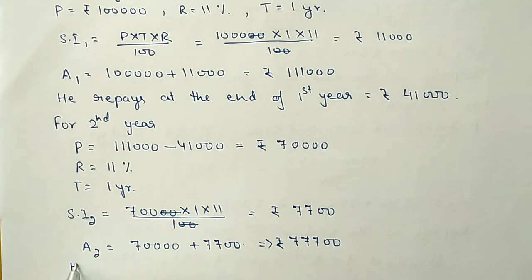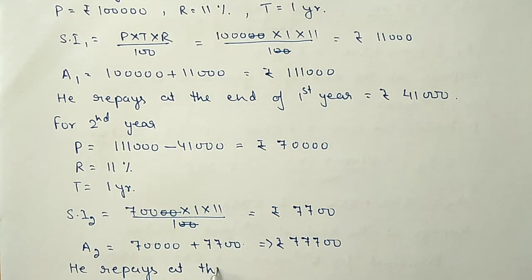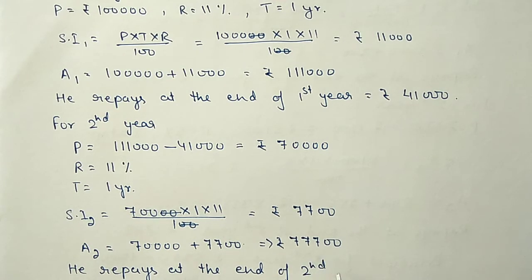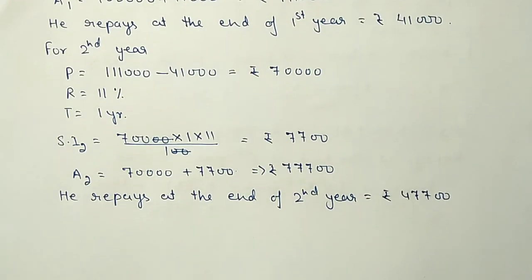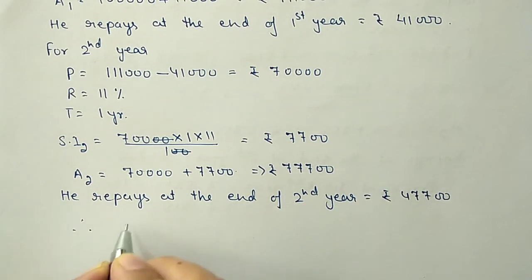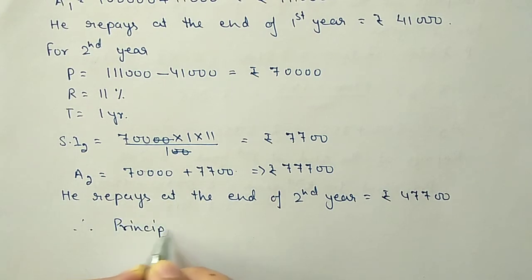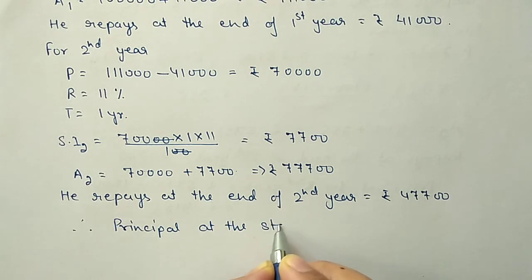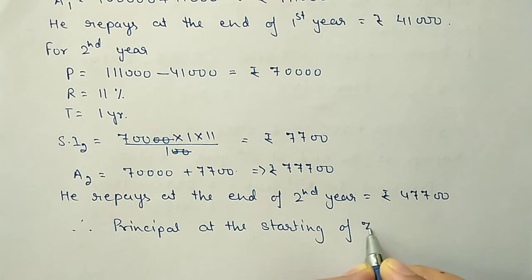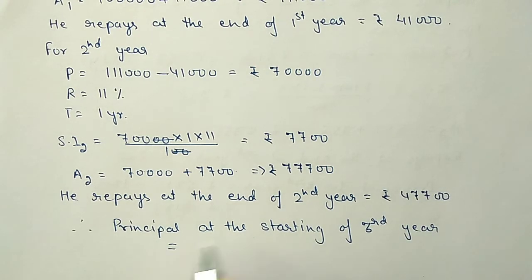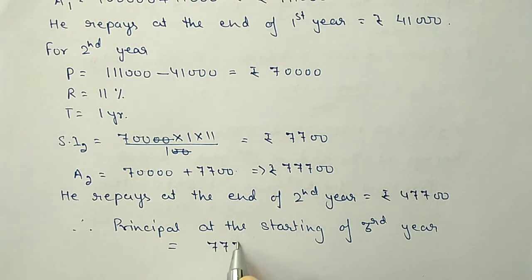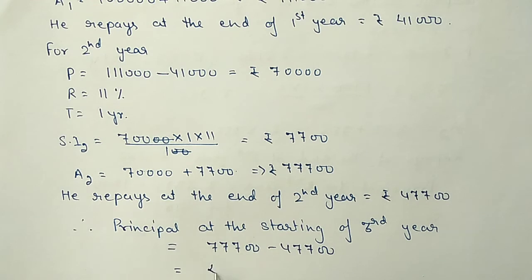Again by the end of second year he repays 47,700 rupees. So principal money at the starting of third year will be total amount was 77,700 rupees. From that he repays 47,700 rupees. So remaining will be left over at the starting of third year. So this is equal to 30,000.